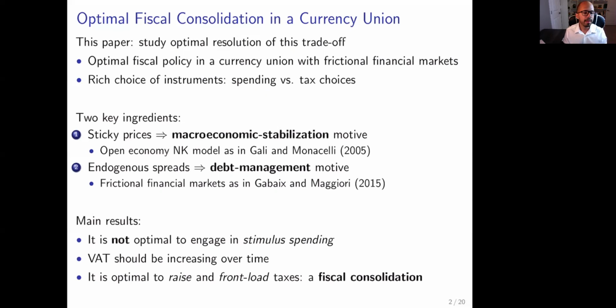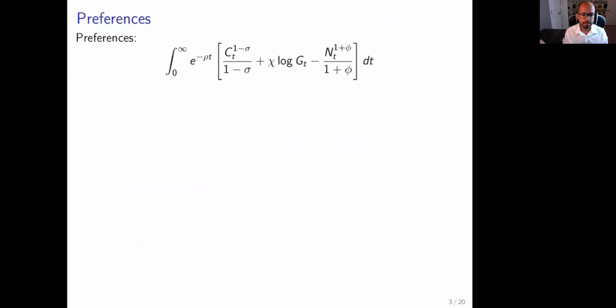We derive three main lessons regarding the level of government spending, taxes, and debt. First, we find that it's not optimal to engage in stimulus spending. Second, the government should use the VAT in order to stimulate the economy: first it reduces taxes and then increases them over time. Third, the overall level of taxes, the sum of VAT and payroll, should rise and be front-loaded on impact. This leads to a fiscal consolidation, as it reduces the amount of government debt relative to a passive fiscal policy choice. Let's dive in and jump into the model.